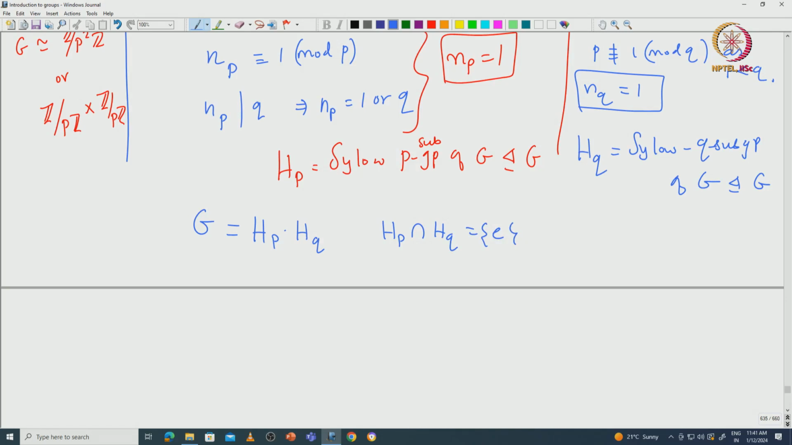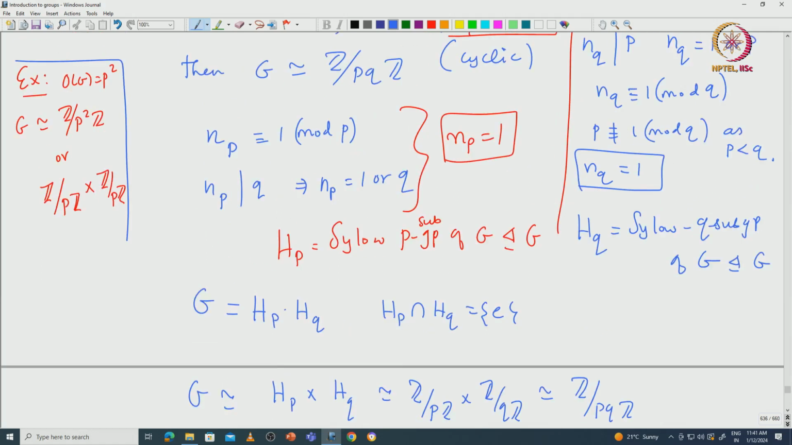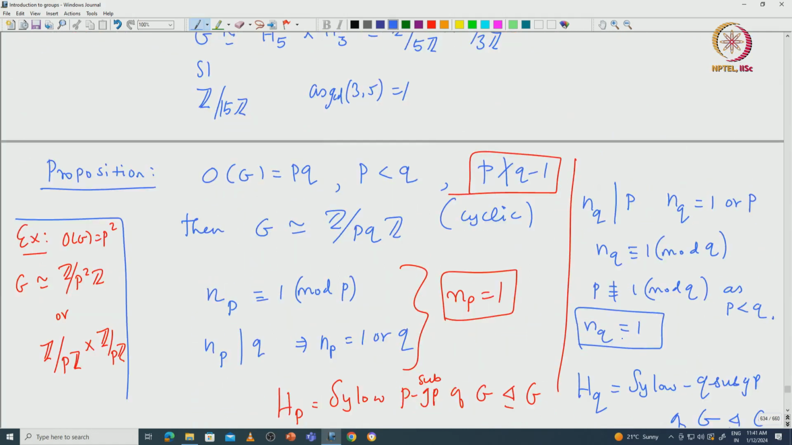So in this case you can see that G is naturally isomorphic to HP cross HQ, which is Z modulo PZ cross Z modulo QZ. But since P and Q are relatively prime, this is isomorphic to Z modulo PQZ. So this proves that in this particular setting, when you have distinct prime factors, when P does not divide Q minus 1 and P is less than Q, then G is isomorphic to the cyclic group Z modulo PQZ.